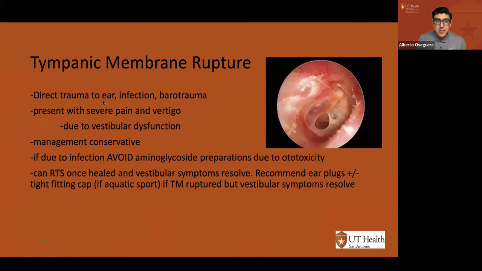Tympanic membrane rupture is also quite common, and this can have different etiologies. It can be from direct trauma to the ear or to the ear area. It can be from an infection such as otitis media, or it can be a result from barotrauma when you're diving. So patients will usually present with severe pain and vertigo, and that vertigo is usually just due to the vestibular dysfunction that occurs from the changes in pressure and the changes that occur in the middle ear from just it being exposed.